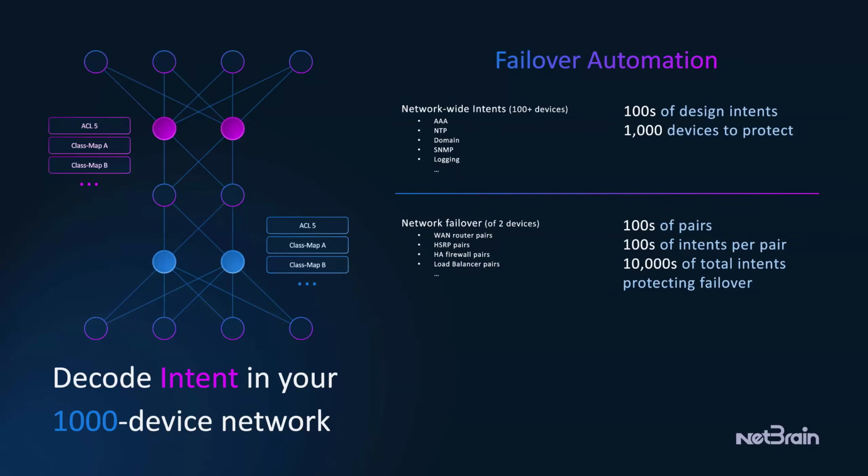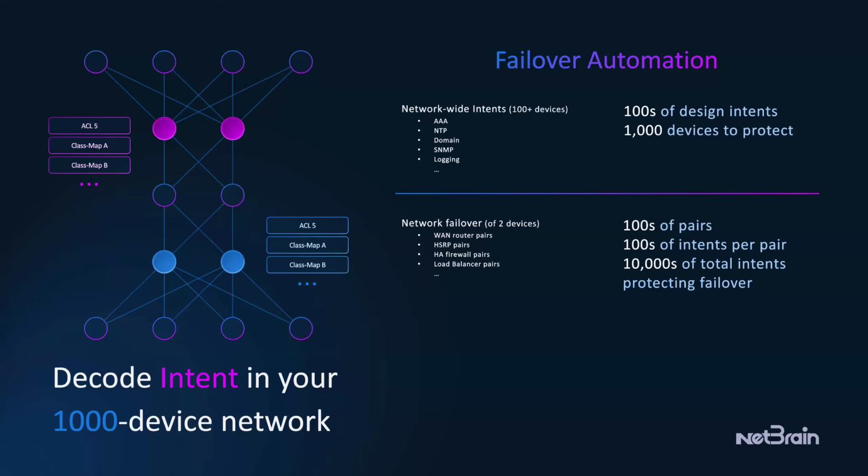These are 2 device designs. These are usually pairs of devices that you have in your network. They could be WAN routers, they could be HSRP pairs, they could be firewall pairs, load balancer pairs, and so on and so forth. Now, the problem with this is you have hundreds and hundreds of these pairs in your network, and you're not necessarily monitoring them every single day, because some of them might be critical, some of them would be less critical. But then if you have a pair that is not operating the way it is supposed to, you're creating a failover disaster there.